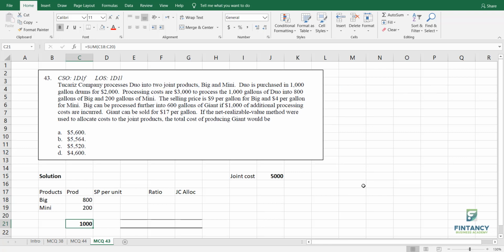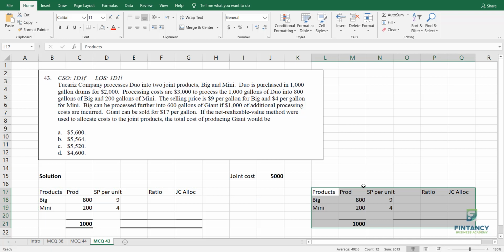Very nice. The selling price, how much? 9 for big and 4 for mini. Okay. See, this is the important point here. Big can be processed further into 600 gallons of giant if 1,000 of additional processing costs are incurred. So what I will do is I will just copy this here and I will paste here. Okay. Now see, this is the updated version.